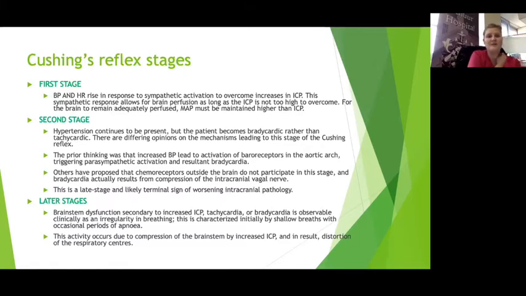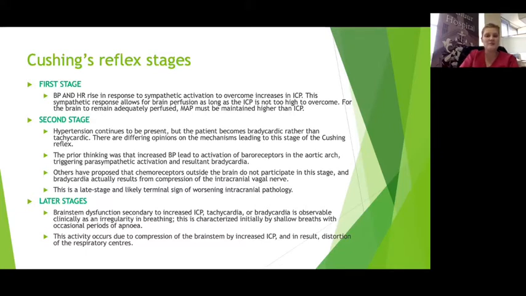And for the brain to remain adequately perfused, the mean arterial pressure must be maintained, obviously, higher than the ICP. Then a second stage that progresses quite rapidly: the hypertension will continue to be present, but the patient becomes bradycardic rather than tachycardic. And there are some differing opinions on the mechanisms that lead to this bradycardic reflex. The prior thinking was that the increase in blood pressure led to activation of the baroreceptors in the aortic arch, which then triggers a parasympathetic activation and a resultant bradycardia.